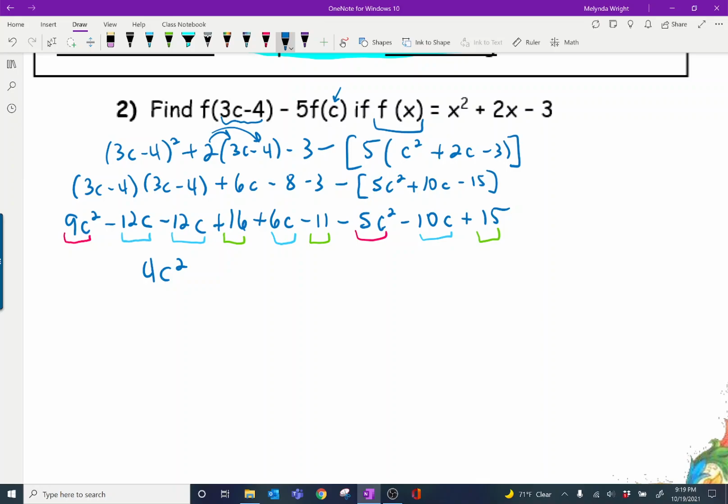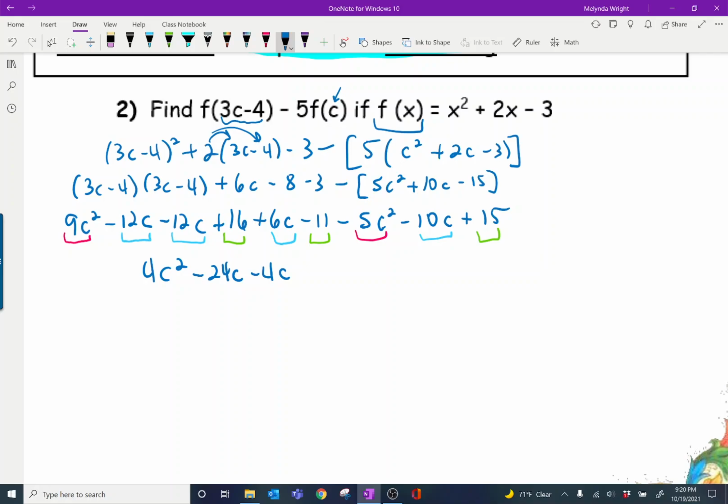Minus or plus 6 would be what? Of course I have to write down because I can't keep that in my head. Minus 24c. Then we've got plus 6 minus, so minus 4c.